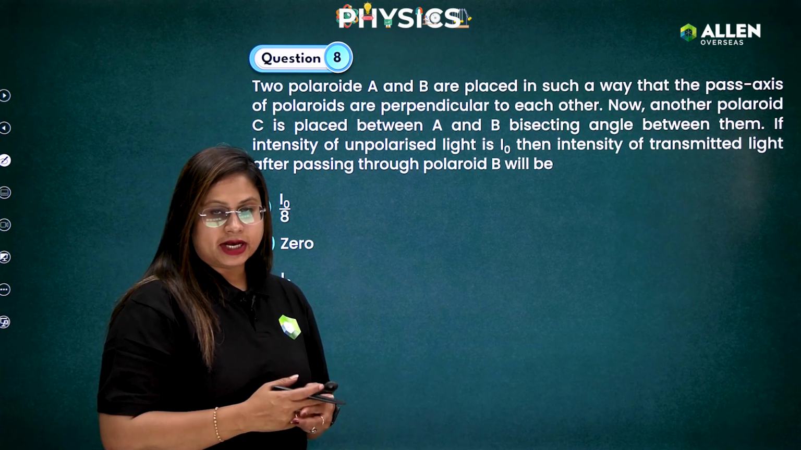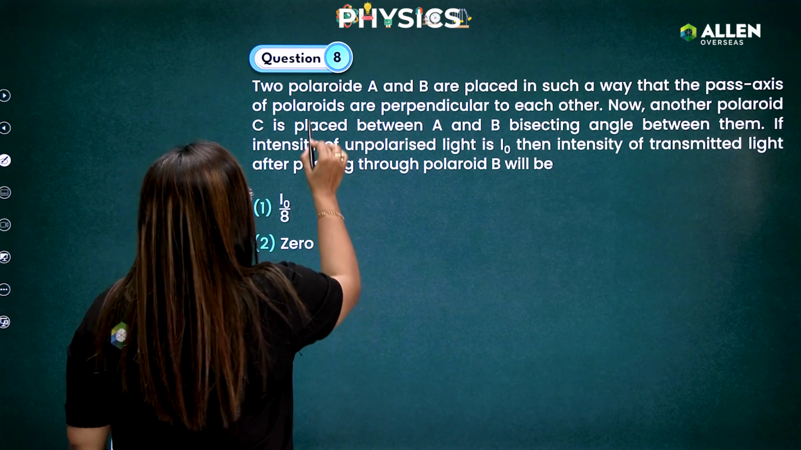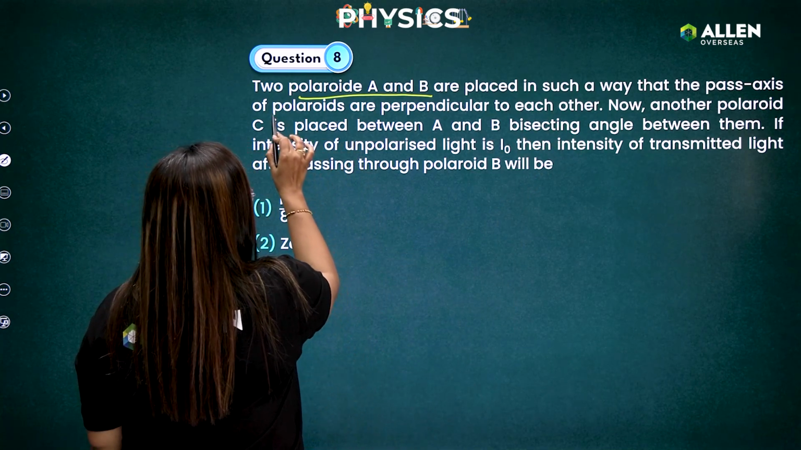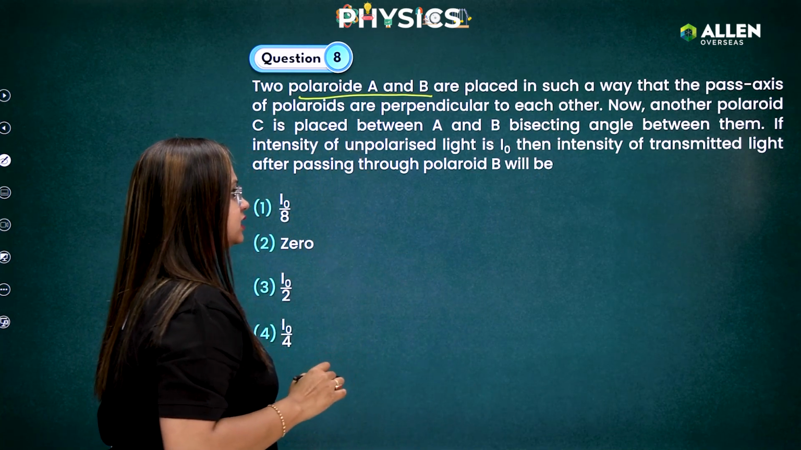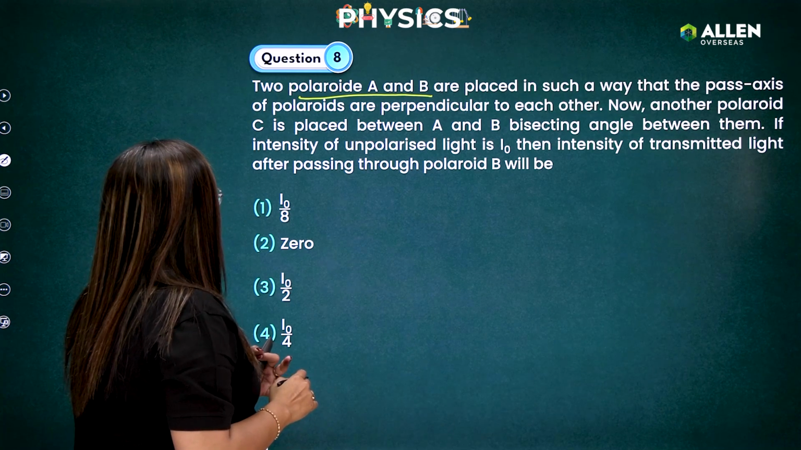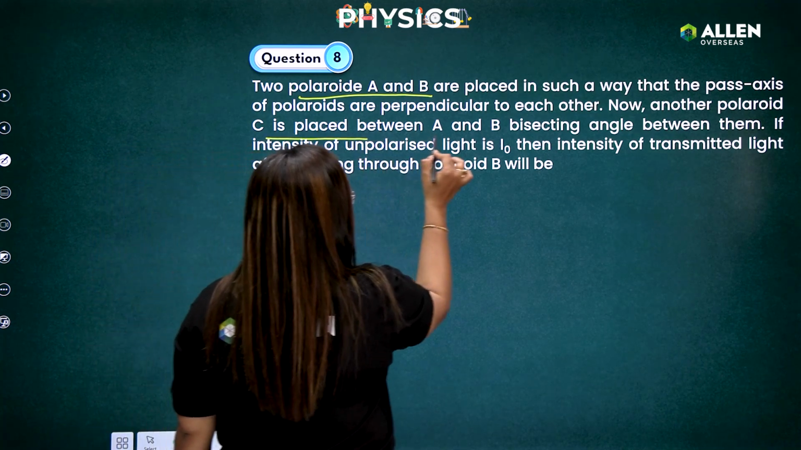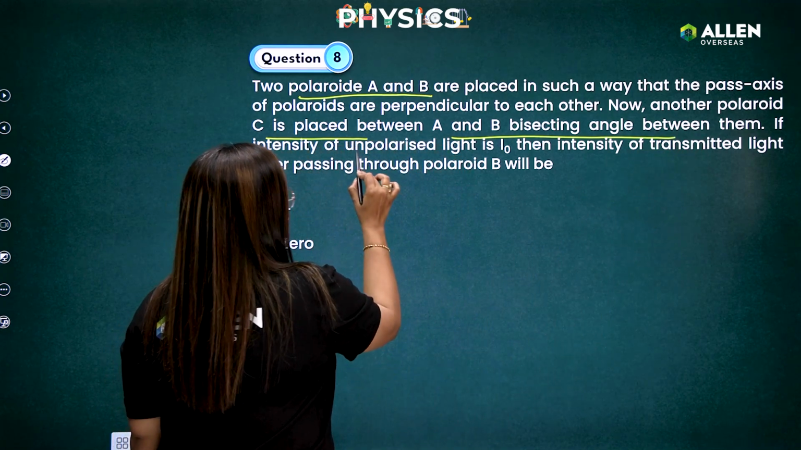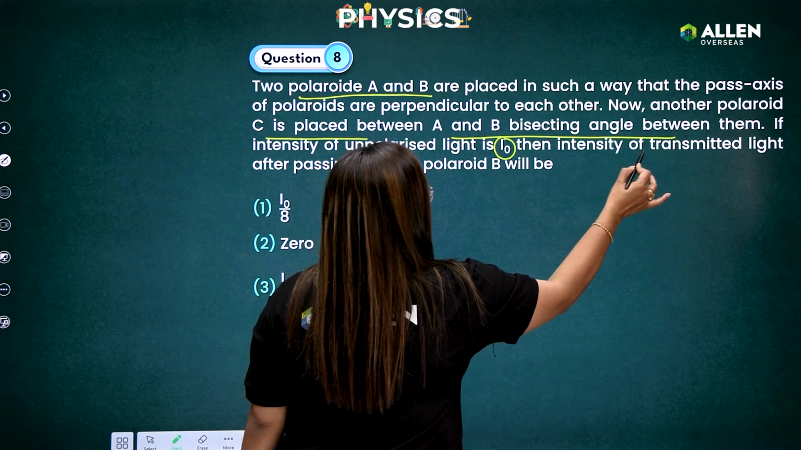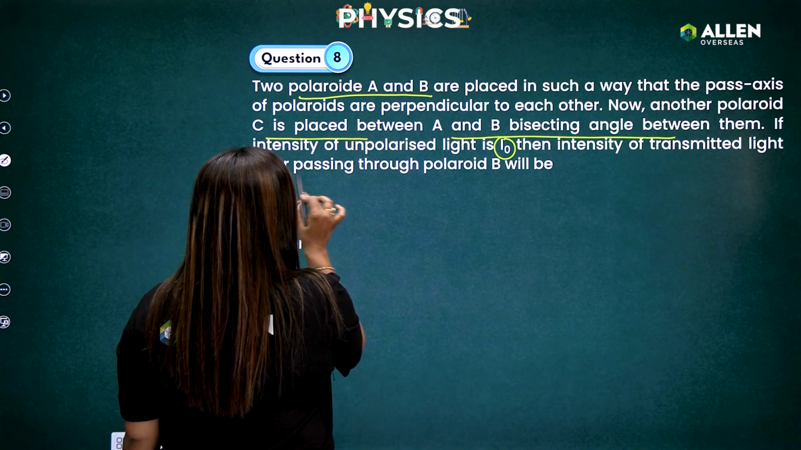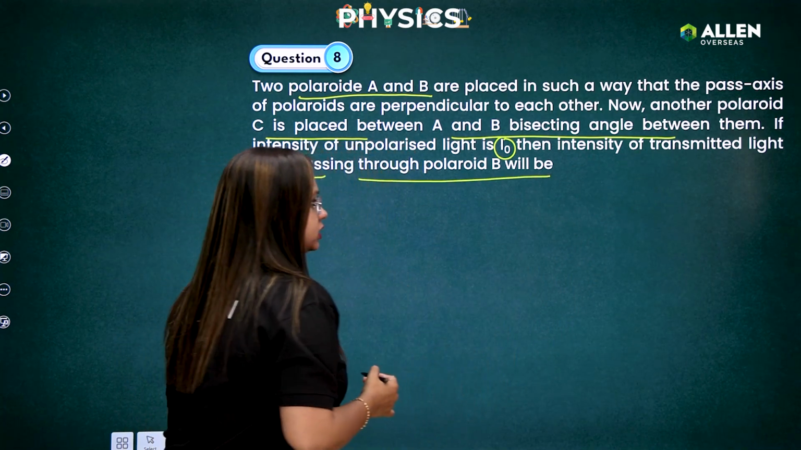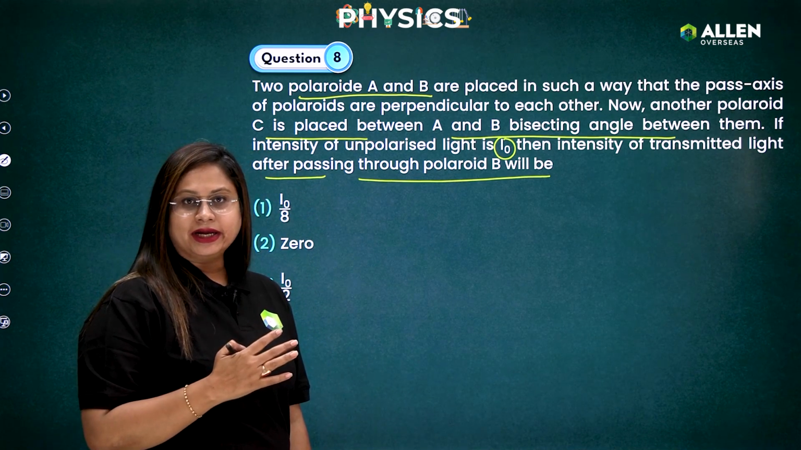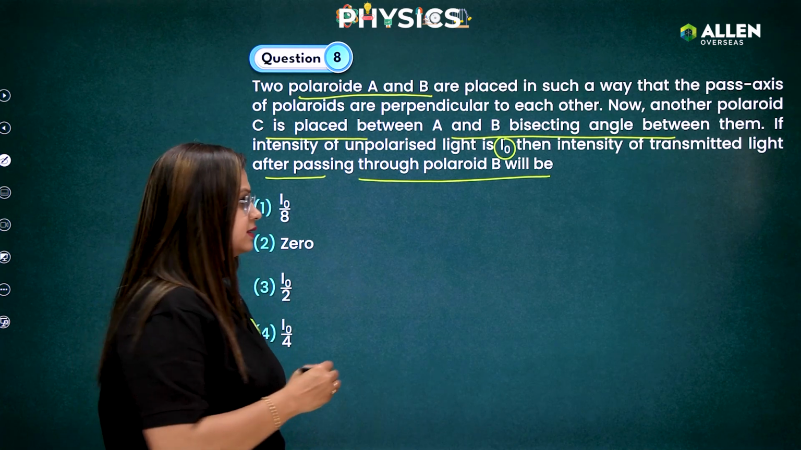In this question, it has been given that two Polaroids A and B are placed in such a way that the pass axes of the Polaroids are perpendicular to each other. Now another Polaroid C is placed between A and B, bisecting the angle between them. If the intensity of unpolarized light is I0, then the intensity of transmitted light after passing through the Polaroid B will be what? First of all, we have to draw the Polaroids and see how they are aligned and find out the answer.